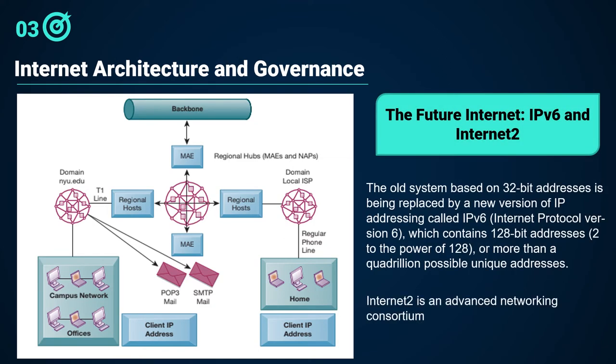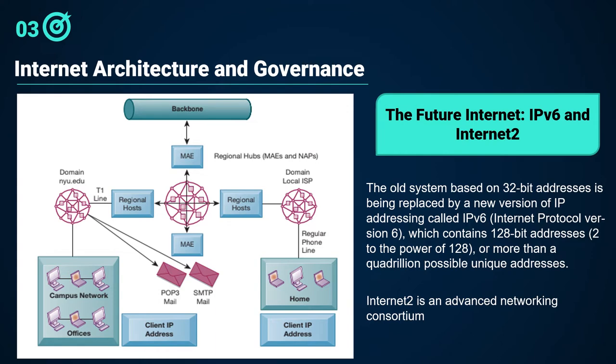The future internet: IPv6 and Internet2. The internet was not originally designed to handle billions of users and the transmission of massive quantities of data. Because of sheer internet population growth, the world is about to run out of available IP addresses using the old addressing convention.